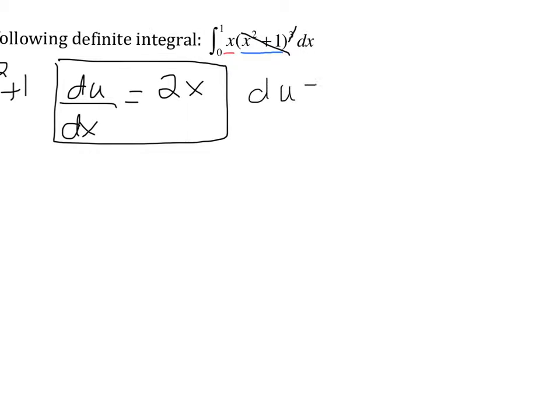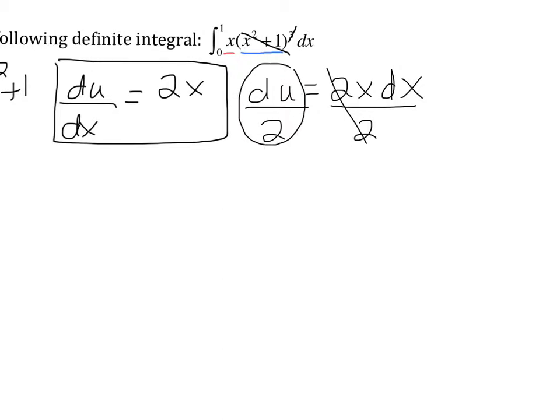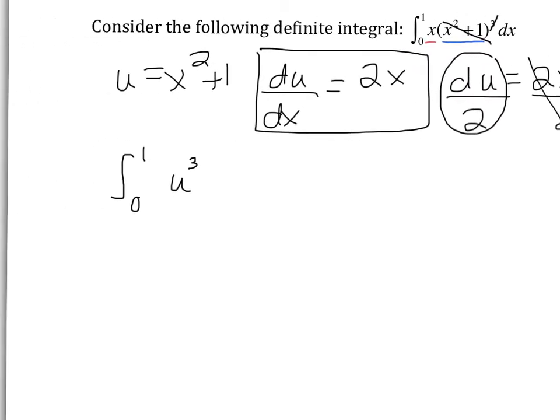By multiplying both sides by dx, I get that du is 2x dx. Well, I don't need to get a 2x dx in there. I just need x dx. So I'll divide both sides by 2 to get exactly what I want. So by writing du over 2, that will be exactly equivalent to x dx. So let's throw that in there. Du over 2, and that takes care of the x and the dx.